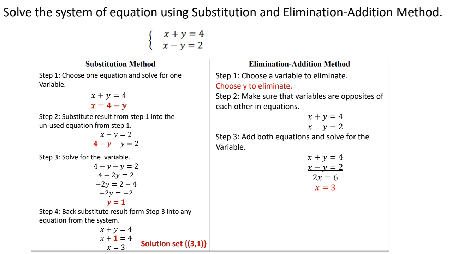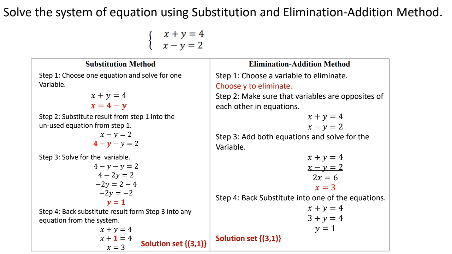So then all I have to do to get the y value, let's pick the other equation just so you could see that it gives us the same answer. So if I would have put 3 here, to solve for y, I subtract 3 on both sides, I get a negative 1, but I have to multiply a negative on both sides. That's going to give me that positive 1. So the solution set for this again is 3, 1.